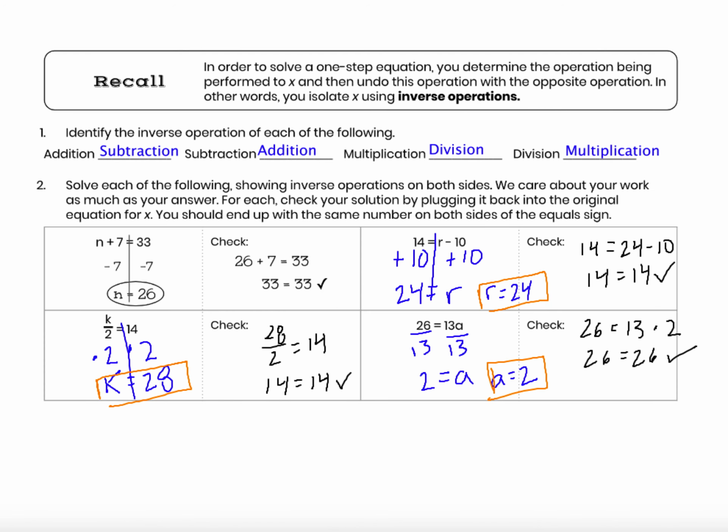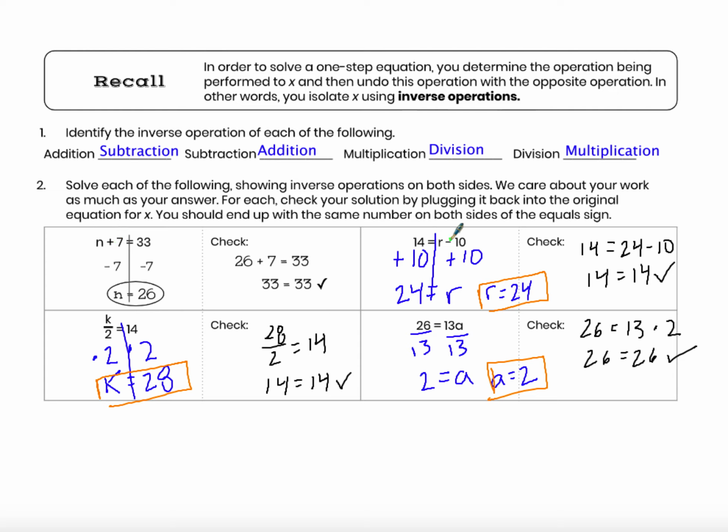In that top part of the worksheet, you are reviewing your 6th grade one-step equation skills. When we are solving a one-step equation, we are figuring out what operation is being performed to x in the equation. For example, in this case, we are adding 7 to the variable n. And then we are going to undo that operation using the opposite, which we call the inverse operation. So in my equation, I had my variable and I added 7 to it. So I need to undo that addition with subtraction.